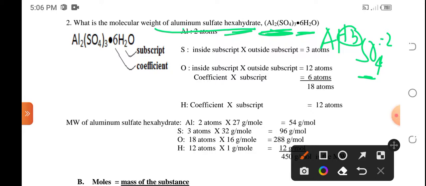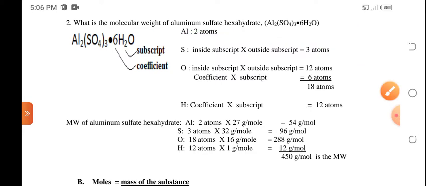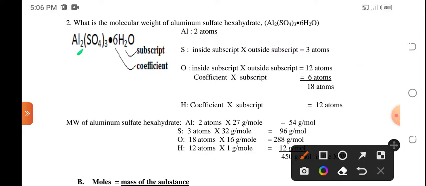Okay, so we have two types of numbers here. The small number and the big number. Take note that the small number is known as the subscript. These are the small ones. So 2, 4, 3, 2. Those are called subscripts. This bigger number before the H2O is known as the coefficient. Okay. These numbers are very useful because we need them in computing how many atoms there are per element.